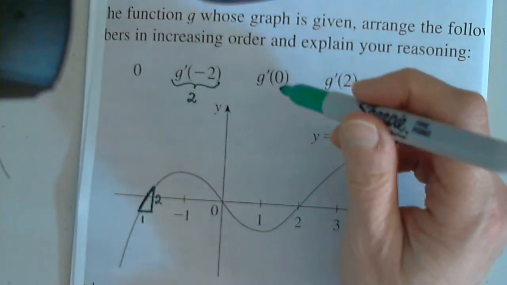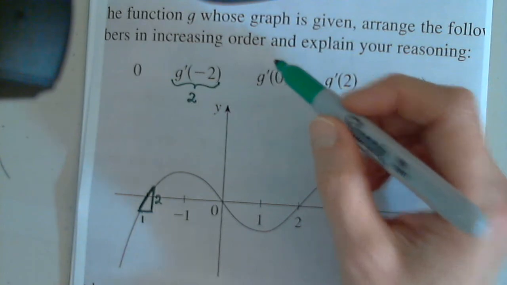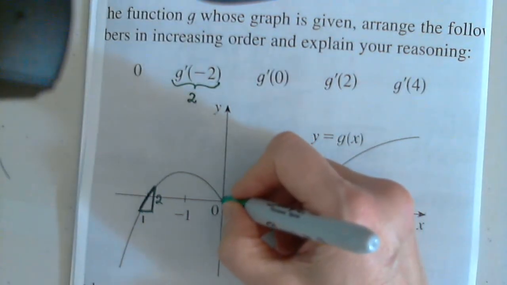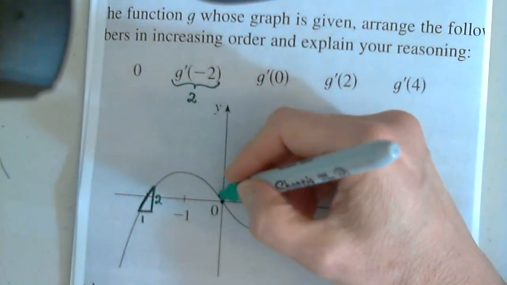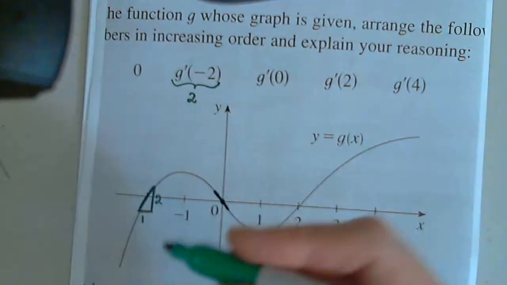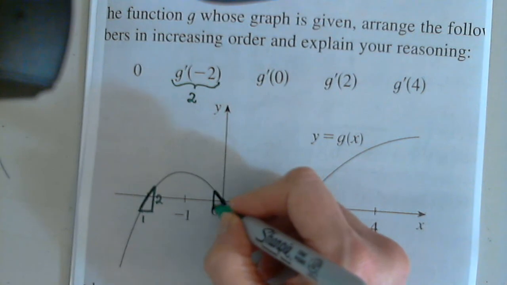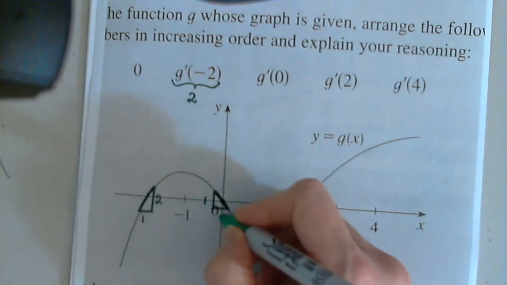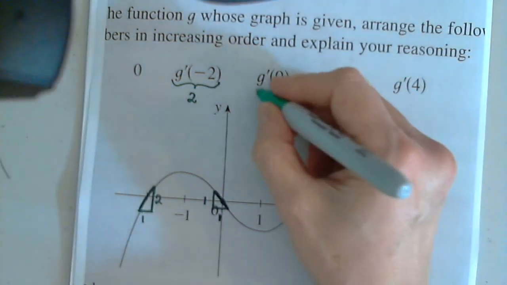G prime of 0. So here's 0. So here's g prime of 0. I will draw a tangent. I will estimate. I will say 1 and 1. I will give this a -1.